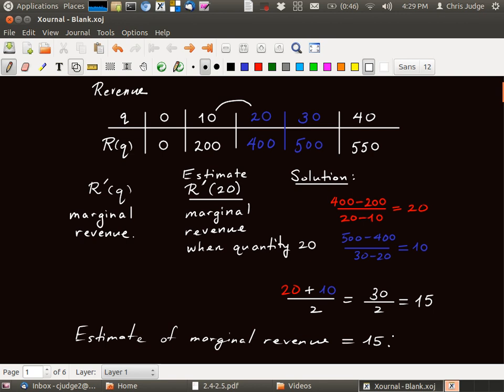And one can do similar things with the cost function. If you're given a cost function as a table, you would do the same thing, except you would no longer have R, you'd have C, and you'd have the marginal cost. Everything would change from revenue to cost. Marginal cost is the change in the cost if you produce one more unit. It can also be thought of as the instantaneous change in cost. Okay, that summarizes an introduction to marginal cost and marginal revenue.